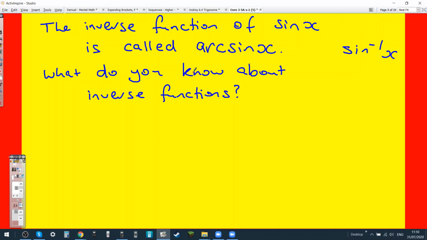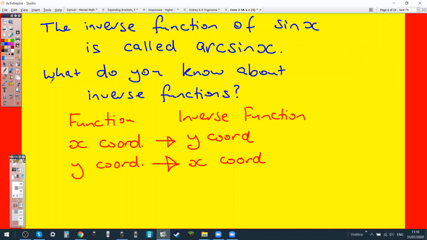It is essentially, they are a reflection in the line y equals x. Okay. Is this what I've said here? And a simpler way is with the function, the x coordinate in the inverse function is the y coordinate. Y coordinate in the function is the x coordinate in the inverse function. So it's a reflection in the line y equals x. You're literally swapping x with y.